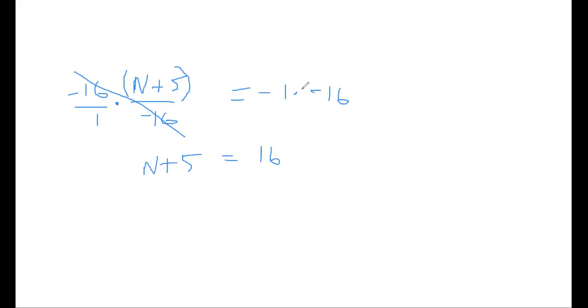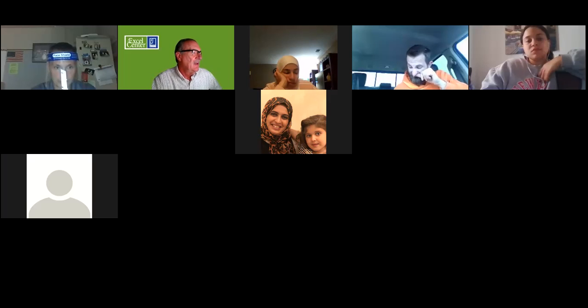Here on the other side, it's just -1 times -16. Once the fraction's gone, it's easy. N equals 11. Questions so far? All of these up to this point have been two-step equations.